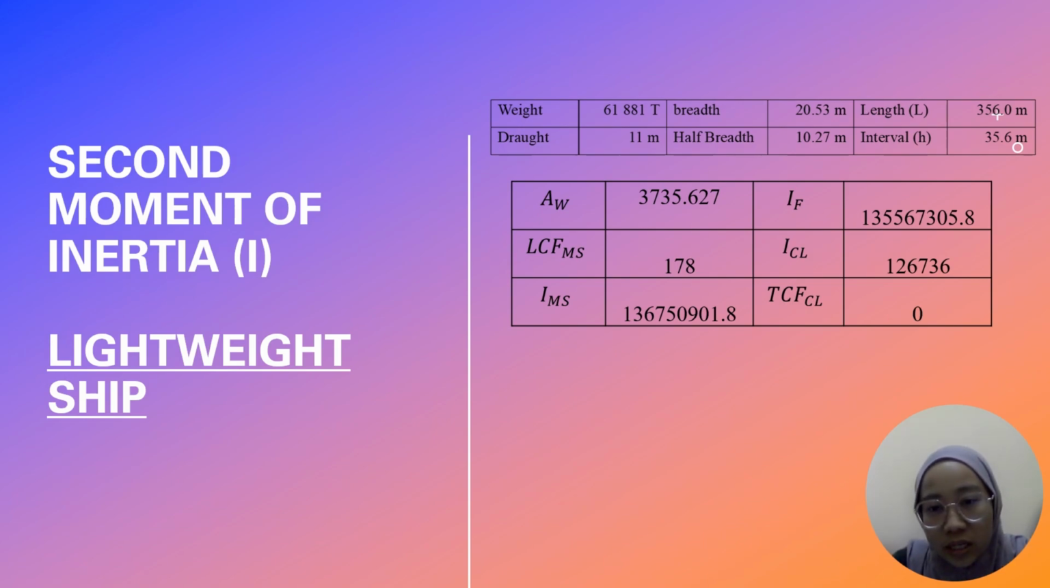The inertia for the longitudinal axis, we get 136750901.8. The inertia for the transverse distance of the mass element, we get 135567305.8. The inertia for container load, 126,736, and then the transverse center of flotation for container load for this ship is also zero.